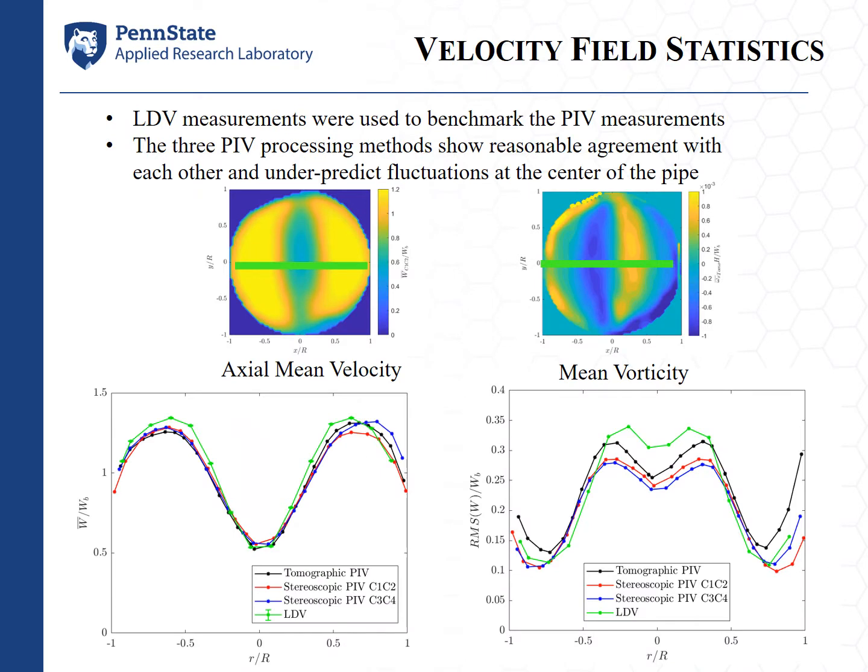The results of those velocity measurements are shown on this slide. At the top, I have a contour of the axial mean velocity on the left and the mean vorticity on the right. There's a green bar that overlays where the LDV was performed in these fields. The contour maps are one image plane from the center of the volumetric disk, and we can see that we capture the wake behind our cylinder upstream of our measurement location.